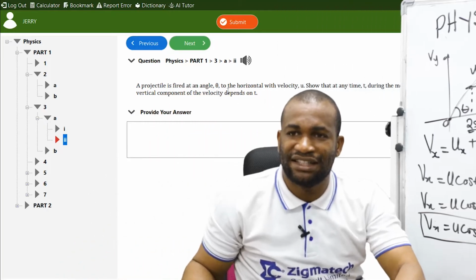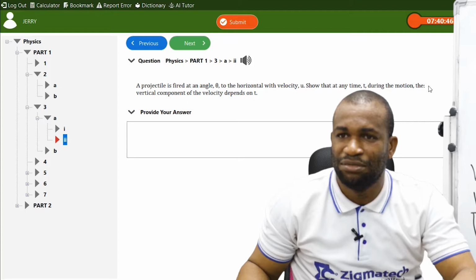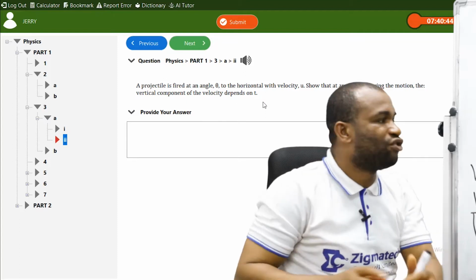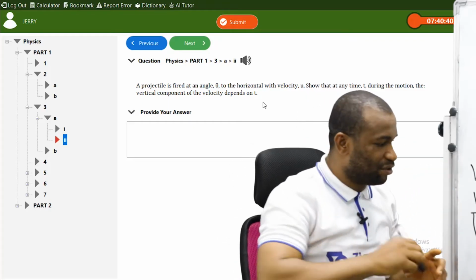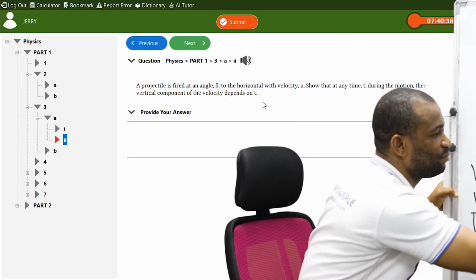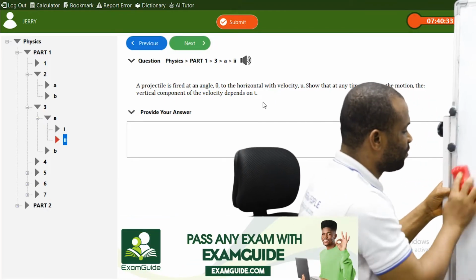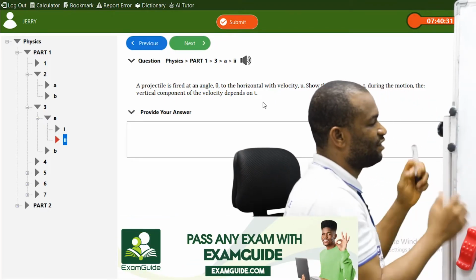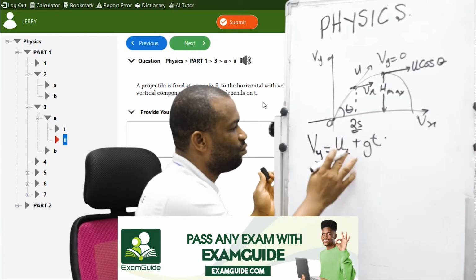A projectile is fired at an angle theta to the horizontal with the velocity. Show that at any time during the motion, the vertical component... So I will still go back to this formula. You are now interested in the vertical component. Because I am interested in the vertical component, I'm no longer going to use this. I will write this formula right now. I will change this x in the modeling equation. I'm changing this to y.